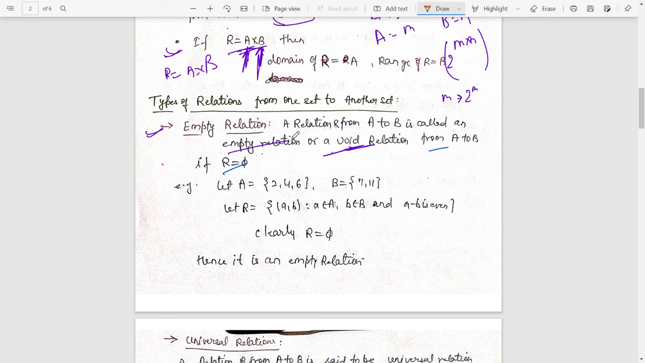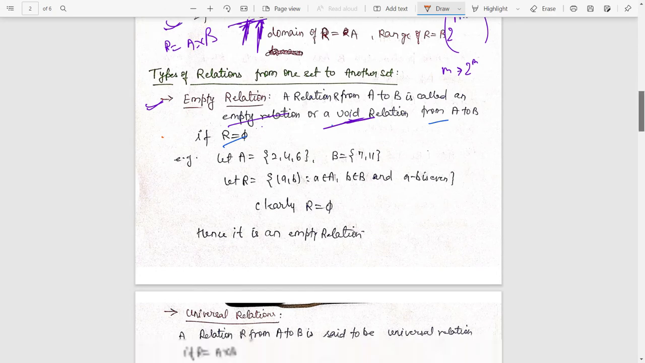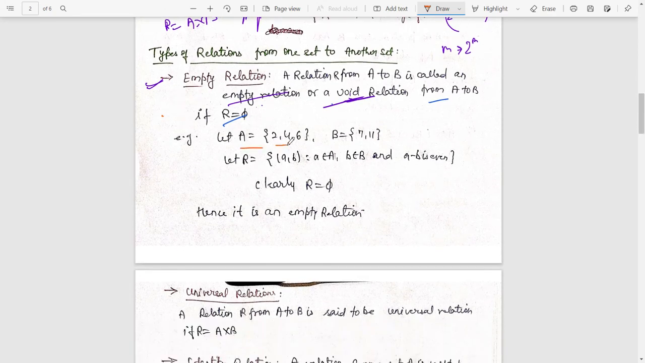So let's just see an example of an empty relation. An empty relation means there will be no element inside R. So let's say A is equal to {2, 4, 6}.